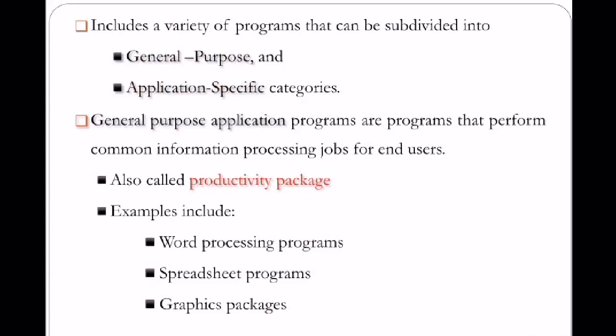And when you say application software, we have two types: general purpose and application specific. General purpose application programs are programs that perform common information processing jobs for end users, also called productivity packages. If it is general purpose, we call it a productivity package. For example, word processing programs, spreadsheet programs, graphic programs can come on one CD, so we call it a productivity package or general purpose.